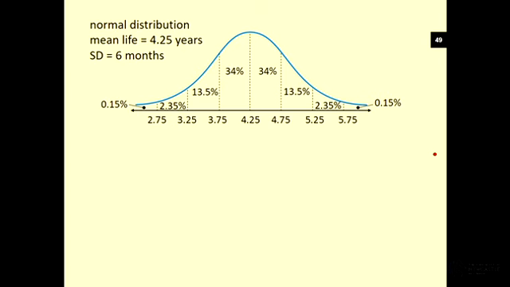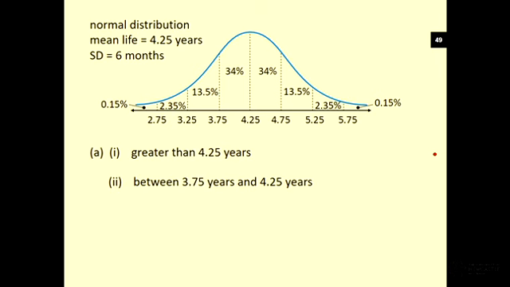All of those percents are going to answer my questions. My first question was, what percent will last greater than 4.25 years? What percent, do you reckon, is to the right of 4.25 years? If it's perfectly symmetrical, half of them. Half above, half below. So percent greater than 4.25 years, definitely 50%. Same question for under 4.25 years. What about between 3.75 and 4.25? Between here and here, it's done for us. 34%.